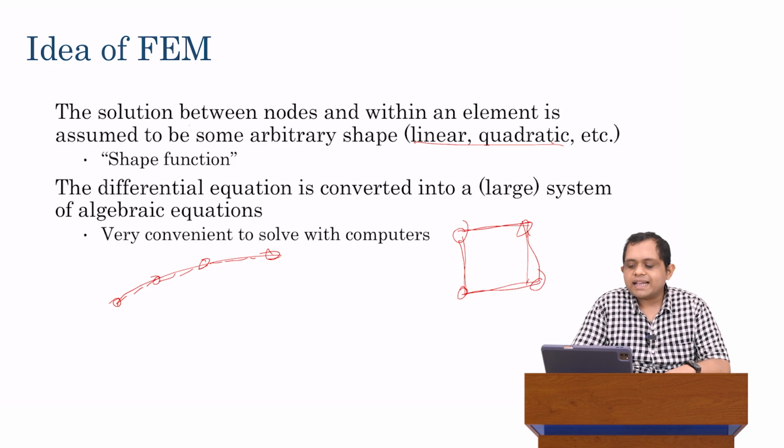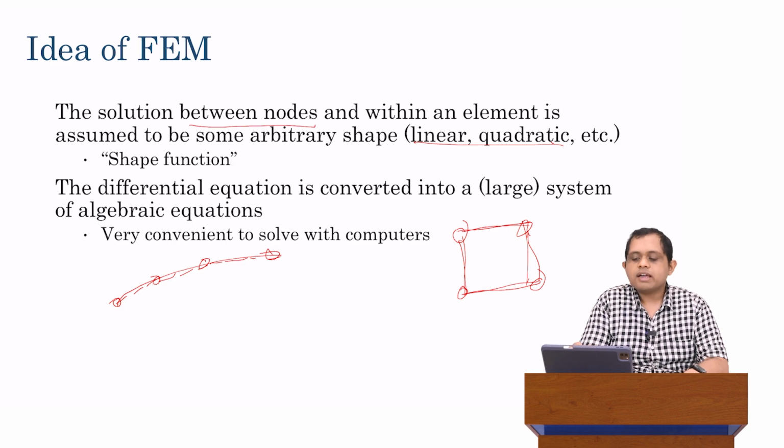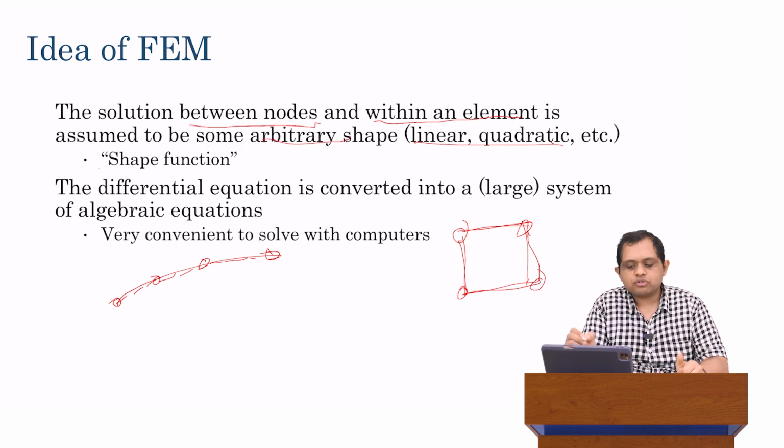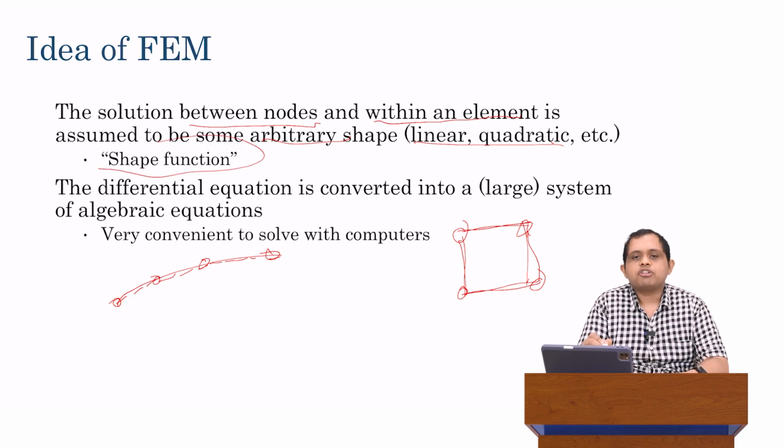So one of the biggest assumptions in the finite element method is that while we are calculating our solution at these discrete nodes, in between the nodes and within each element, the solution is assumed to have some arbitrary shape, which could be linear, it could be quadratic, it could be cubic. There are many options which can be used. So this shape is going to be defined by a function. It could be a linear function, it could be a quadratic function, etc. Generally, this function is called a shape function.